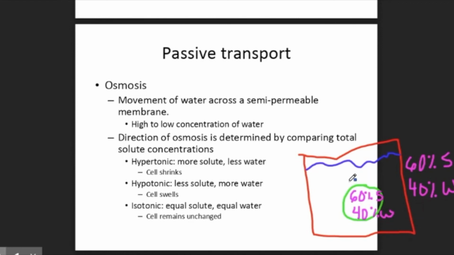So how I represent this is I'm going to draw an arrow pointing in and an arrow pointing out to represent that water is still moving. It's just moving in and out at equal directions. Or you can do this little thing here where you have a double-sided arrow. So that's isotonic, when you have equal amount of water and equal amount of solute inside the cell as well as outside the cell.